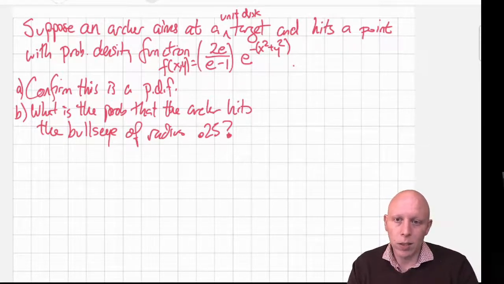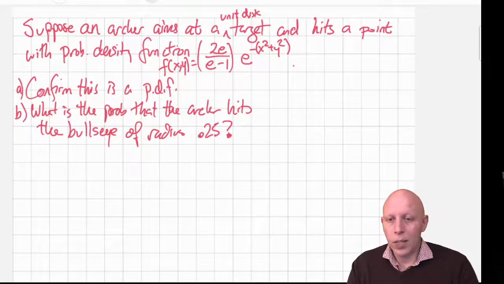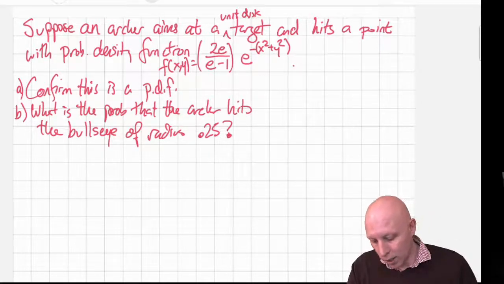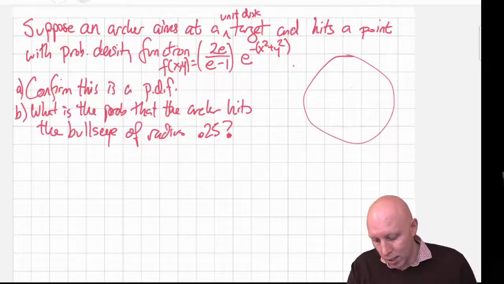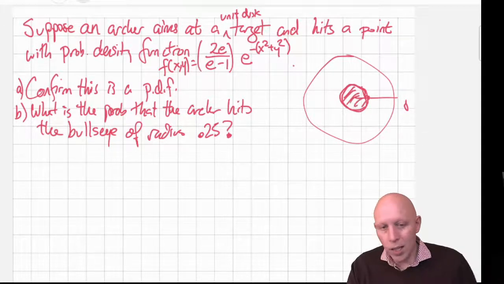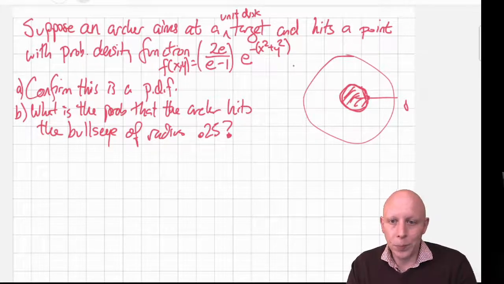plus y squared. So this question has two parts. First, confirm that this is a probability density function. And then B, determine the probability that the archer hits the bullseye that's in the center of the target. So we have our outer target. It's of radius 1. And then we're going to say there's a bullseye in the middle. What's the probability that the archer is going to hit the bullseye?